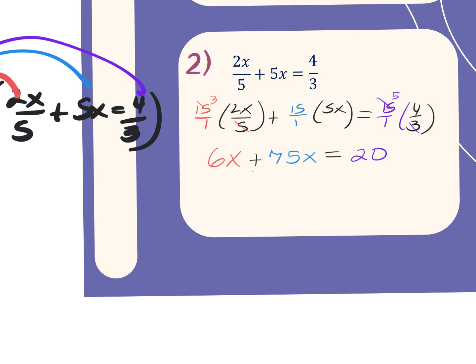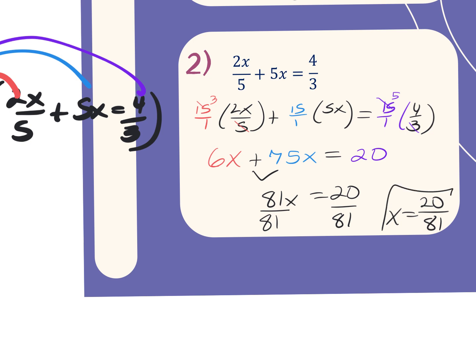I'm going to combine my like terms. 6x plus 75x is 81x equals 20. I'm now going to divide both sides by 81, and x equals 20 over 81. Nothing simplifies here, so that is your final answer. There is no variable in the denominator to check for an extraneous solution, so this is a good answer.